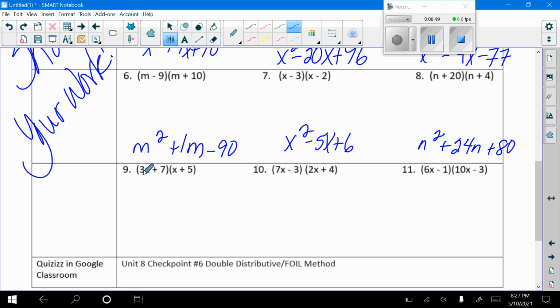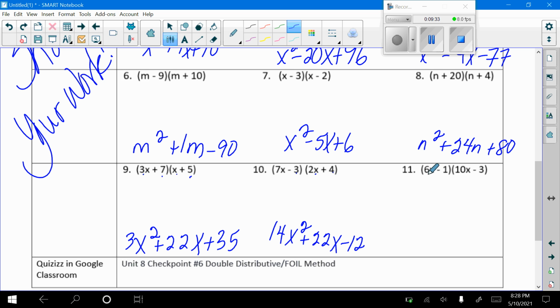Then number 9, 3x times x is 3x squared. 3 times 5, that's going to be 15x and 7x. 15x and 7x is plus 22x plus 35. Number 10, my first term is 7 times 2, which gives me 14x squared. 7 times 4 is 28. Take away 6 gives me positive 22x, but minus 12.